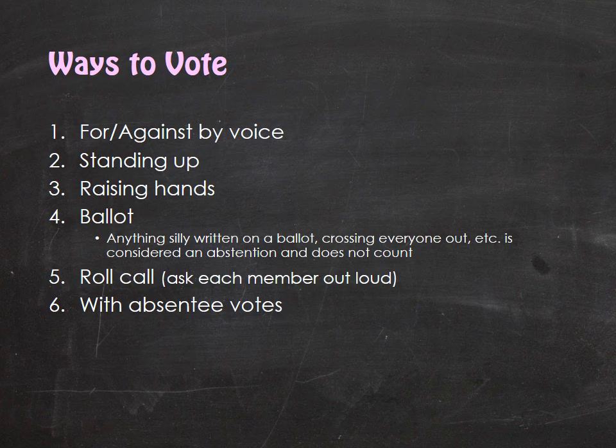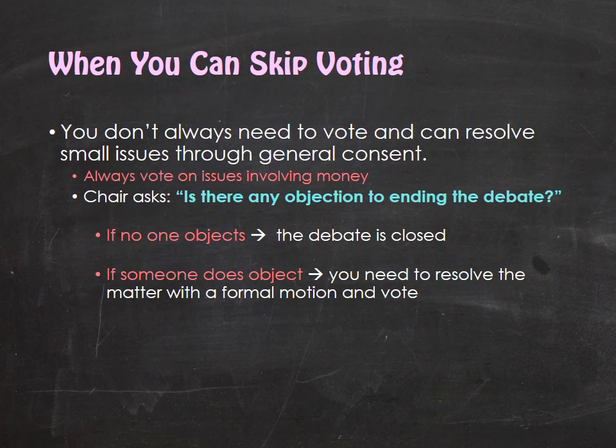You can also do a roll call where each member votes aloud and asks for absentee ballots in advance from members who are not present. This is good especially for big deal decisions, like apparel designs. Sometimes you can skip the formal vote altogether, but you always need to vote when money is being spent.